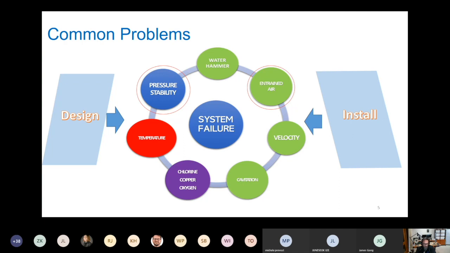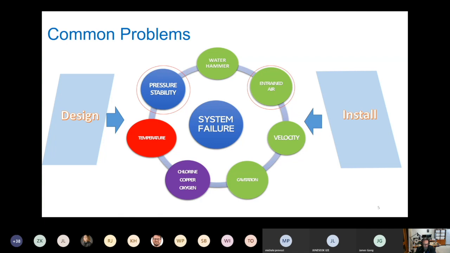Oxidization or corrosion due to high levels of chlorine, copper, or oxygen. And high temperatures. Temperature is a key driver for all types of corrosion, and it helps produce air out of the water. Pressure instability is what I'm going to talk about today.